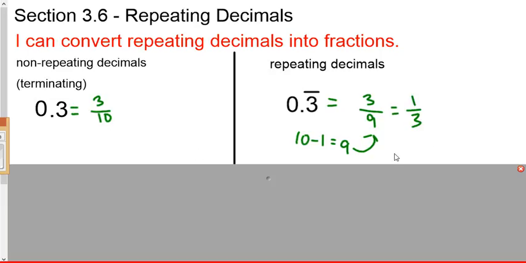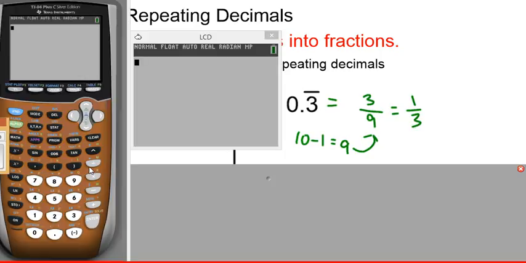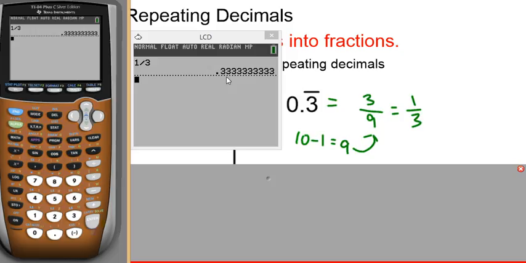And we can pull out our calculator and take 1 divided by 3 and see if we get 0.3 repeating. So here's 1 divided by 3. And you'll notice that we do get 0.3 repeating. Same thing if you didn't simplify the fraction. 3 divided by 9, you'd get the same thing again. So we know that this is the proper method.